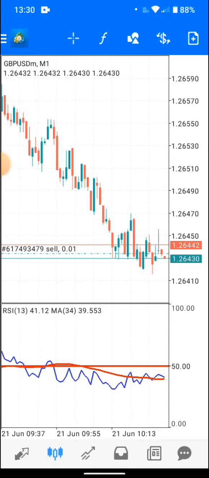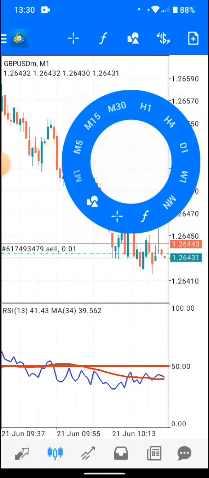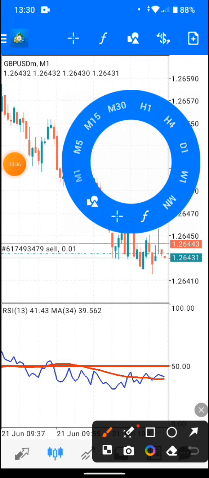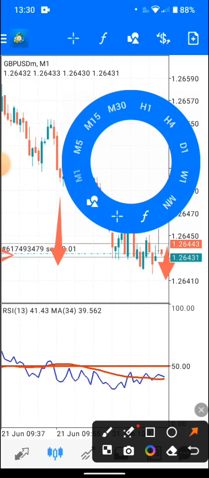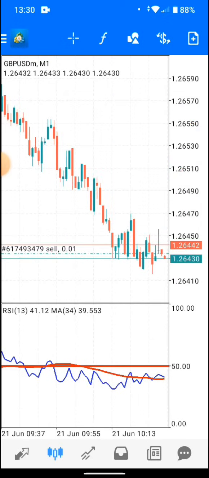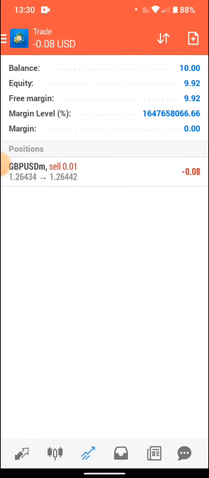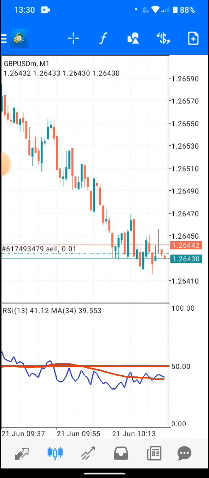So now we have entered here. If we want to make profit, you see this green line you are seeing here? This candle must be below for us to be in profit. We need to wait until this candle drops to the bottom, so we start making profit.